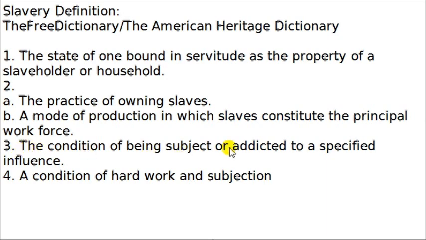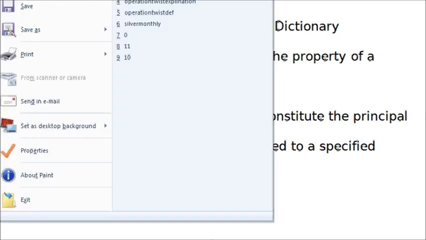The condition of being subject or addicted to a specified influence. I should say and/or: the condition of being subject and addicted. How many people are addicted to fiat currency or subject to it under a heavy influence? The answer would be a lot of people, if not everybody. So quite frankly, to say that we are not a slave to the central bankers would either mean that one is misinformed or unable to handle the brutal reality within this world.